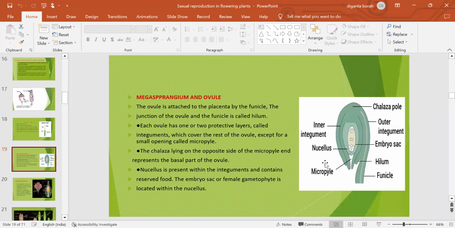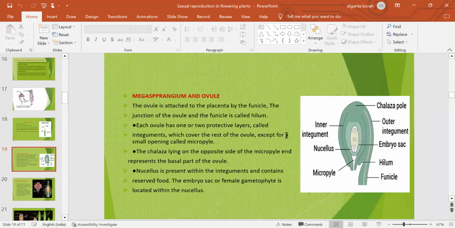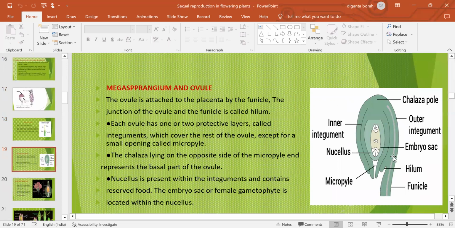Now go for the megasporangium or ovule, structure of megasporangium. The ovule is attached to the placenta by funicle, meaning the stalk of the ovule is called funicle. In the center of the ovule, there is a portion called nucellus, and this nucellus is covered by two coverings. These two coverings are called integuments.